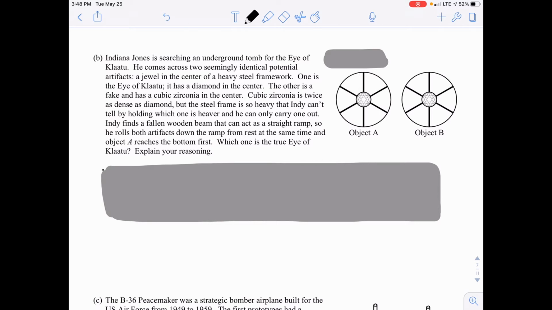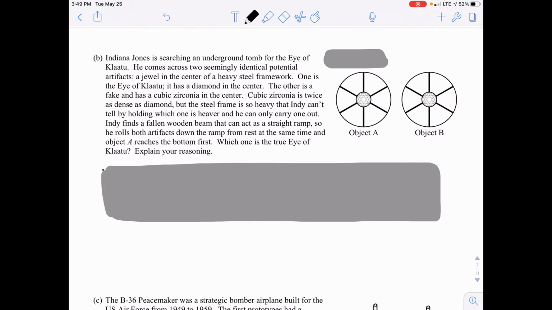But the steel frame is so heavy that Indy can't tell by holding which one is heavier, and he can't really lift it. He has to roll it. And he can only carry one out. He finds a fallen wooden beam that can act as a straight ramp. So he rolls both artifacts down the ramp from rest at the same time. Object A reaches the bottom first. Which one is the true Eye of Klaatu?